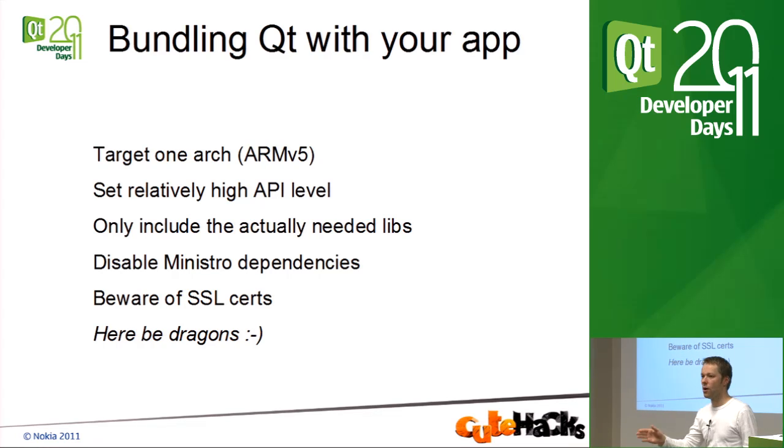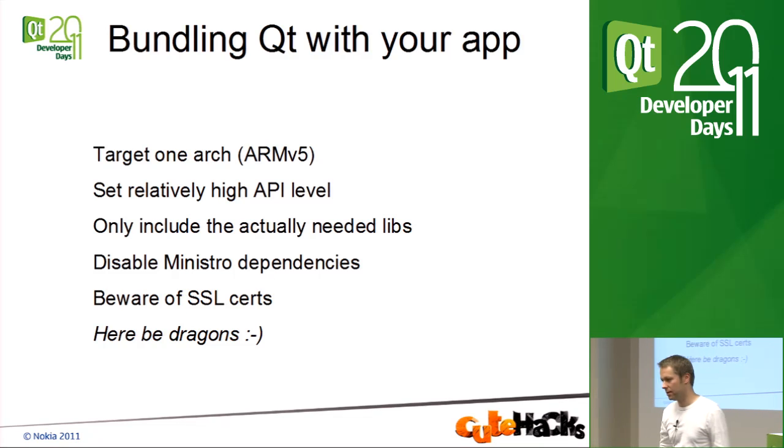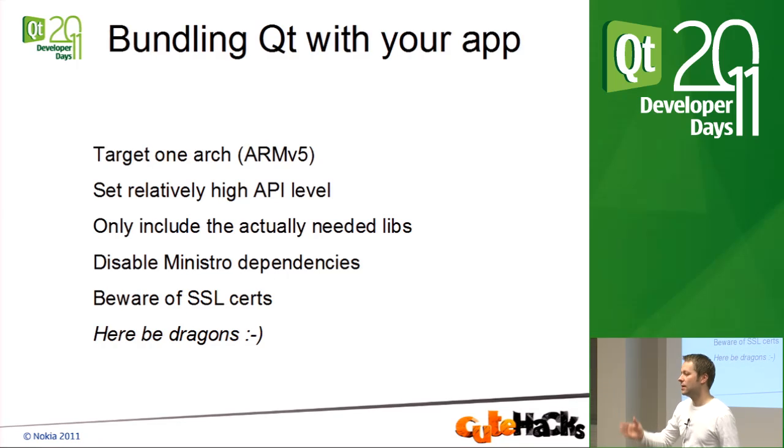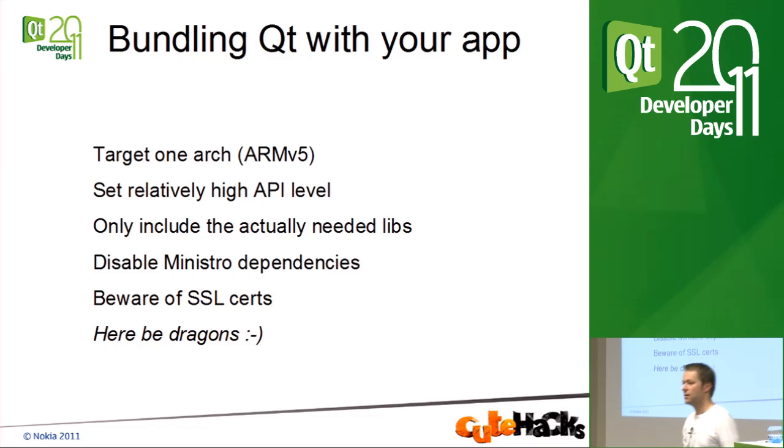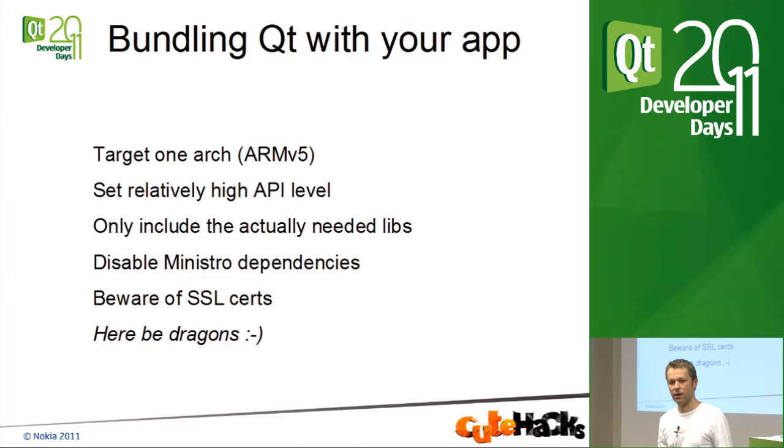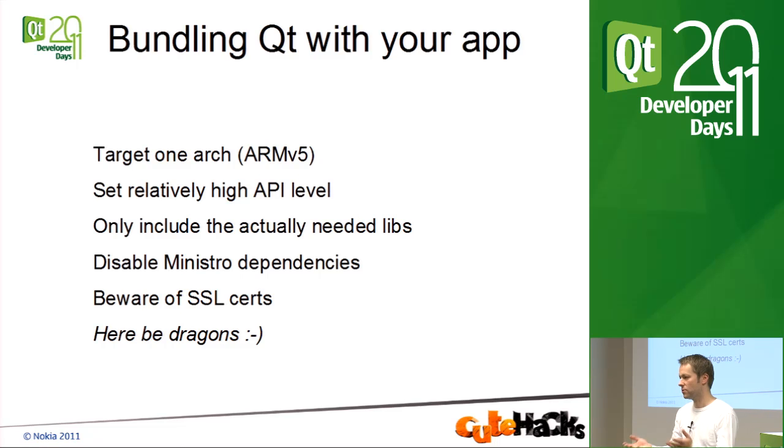I would target only ARMv5 because x86 really doesn't exist, and ARMv5 is supported by ARMv7A platforms, so that's fine. I would set API level 7, 8, something like that, because that makes my life easier. I would only include the needed libs. I would find that out through a dependency inspector or whatever. That's not so difficult to do. You have different ELF tools on the native SDK that can help you find that.